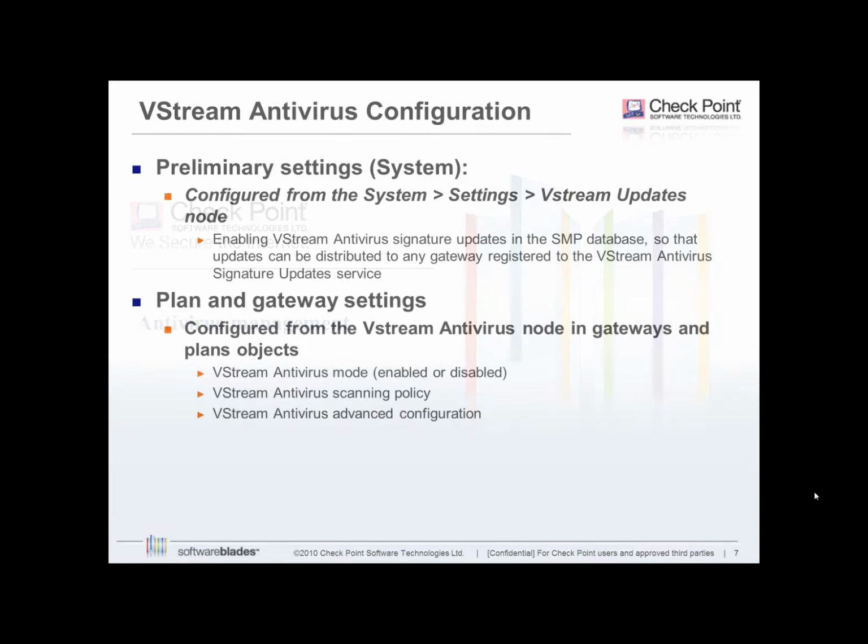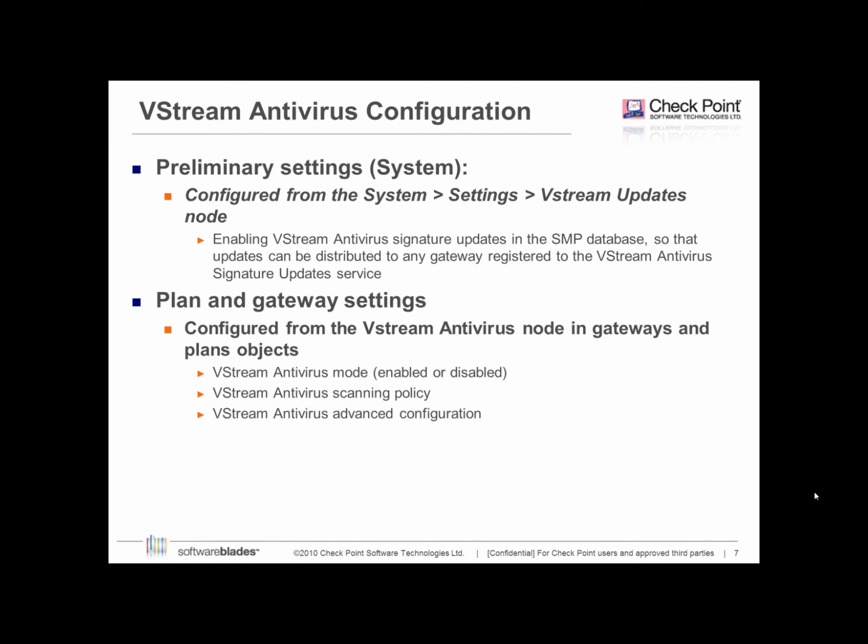Managing the antivirus. Configuration. Preliminary settings under System. Configured from the System Settings Vstream Updates node, enabling Vstream antivirus signature updates in the SMP database so that updates can be distributed to any gateway registered to the Vstream antivirus signature update service.